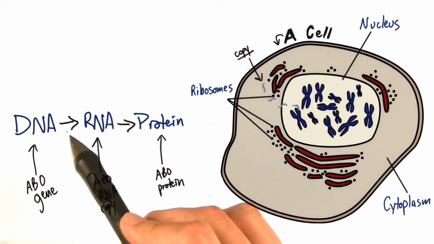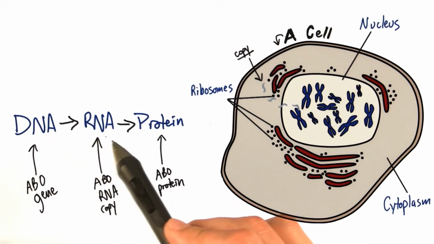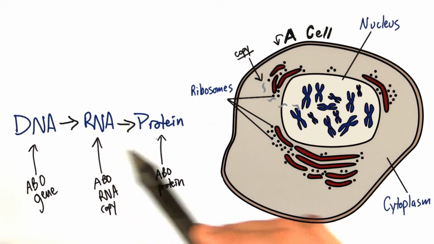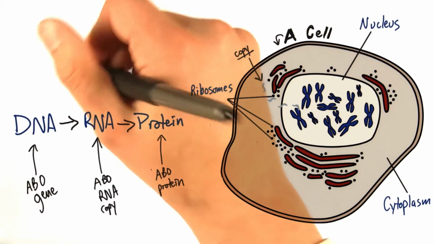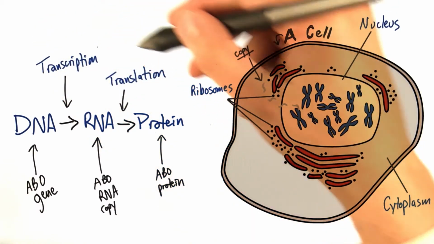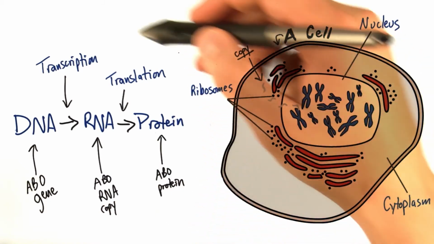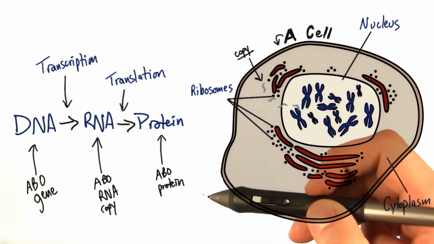Now these two arrows here that connect DNA to RNA and RNA to protein are what we're about to dive deep into. These processes are called transcription and translation. And by the end of this lesson, you'll see exactly how a DNA code is turned into protein.